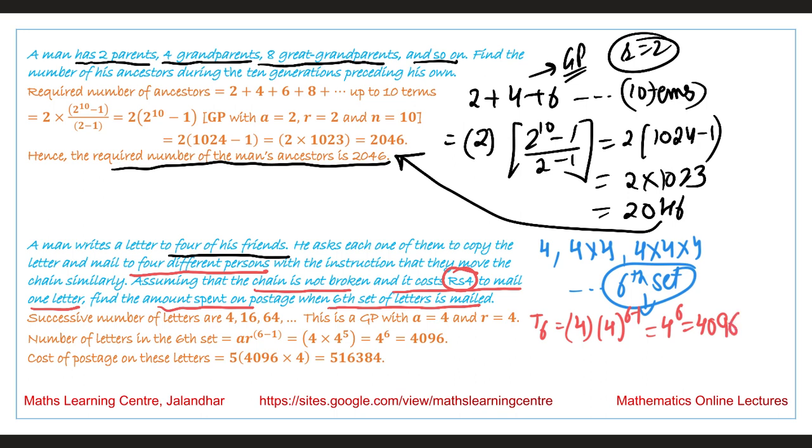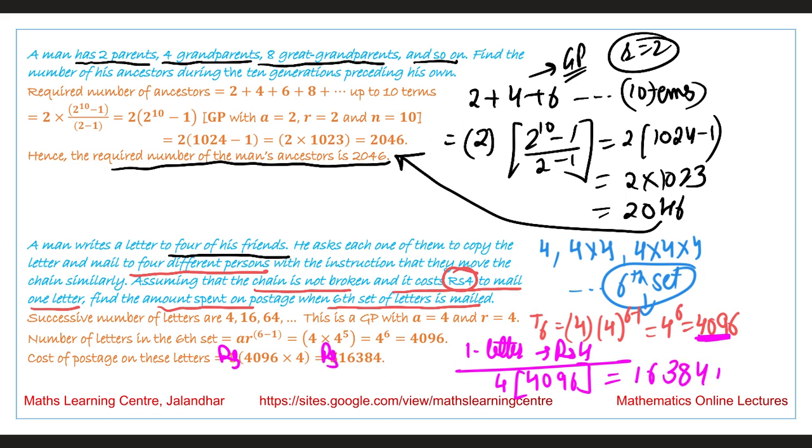4096. Now the cost of posting one letter is rupees 4. So the cost of posting all these letters will be 4 into 4096, that is equal to, this is rupees over here, 16384 rupees.